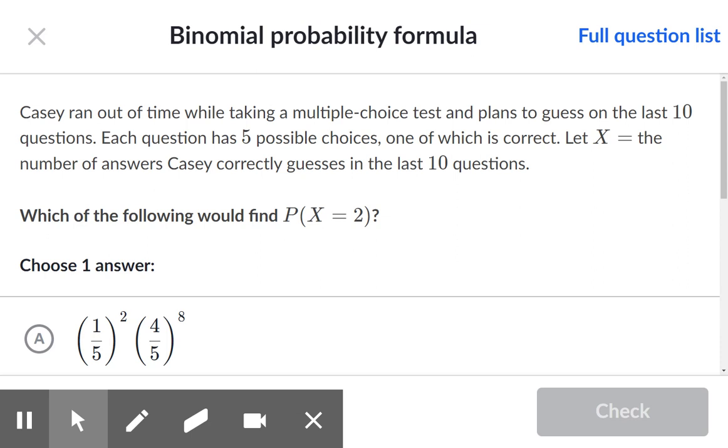So it's 10 choose 2, and it's 0.2 raised to the second power times 0.8. Why 0.8? Because it's 1 minus 0.2, and that is 0.8, to the power of 10 minus 2, which is 8. Now notice something: this 2 and this 8, when you add them up, will always equal this number 10.